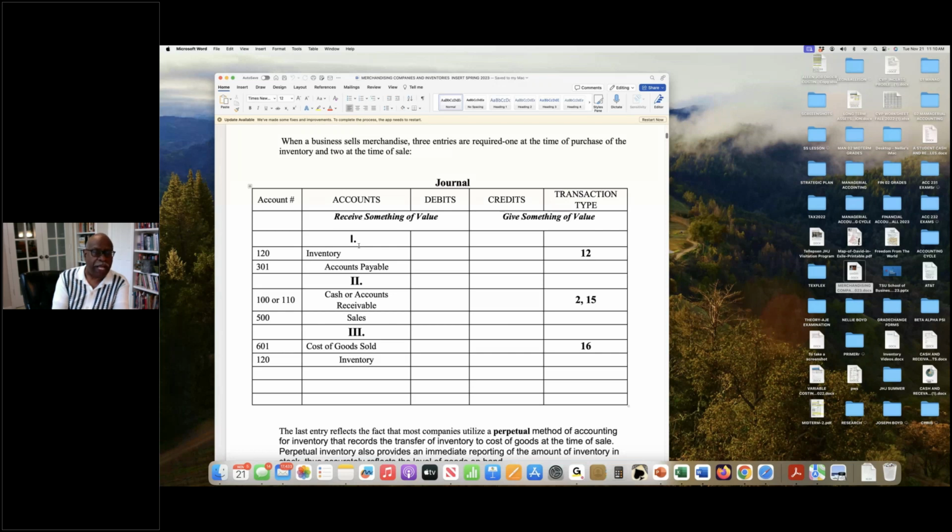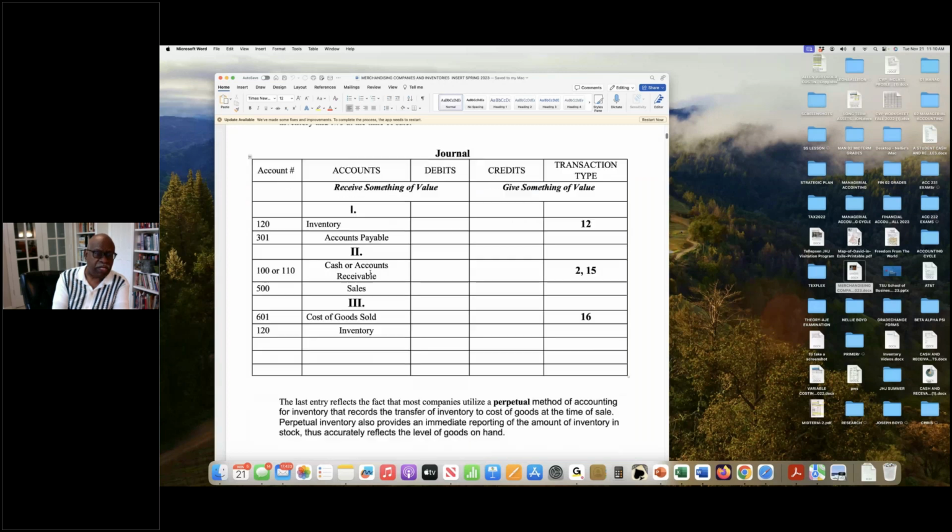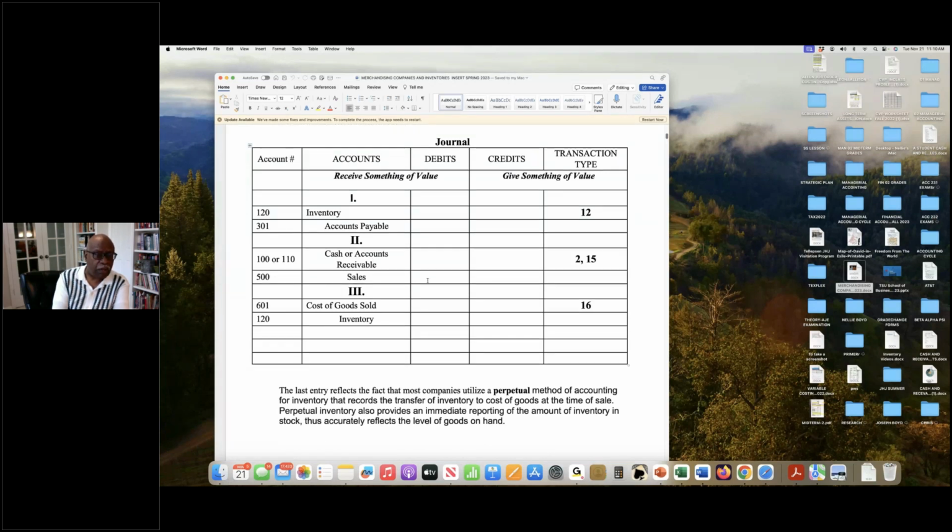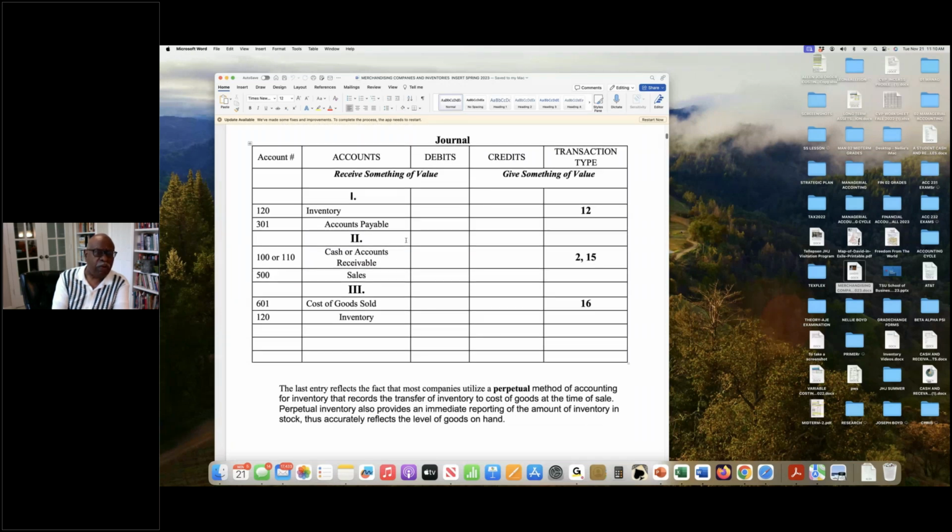We didn't have to worry about this in the service business, but we buy the inventory. And then we have two subsequent journal entries. One where we sell it for cash or receivables and we credit sales. And then we have to record the cost of goods sold. That is, we buy the inventory, we don't want it to stay there. We want it to move from inventory to cost of goods sold, so we have the sale.